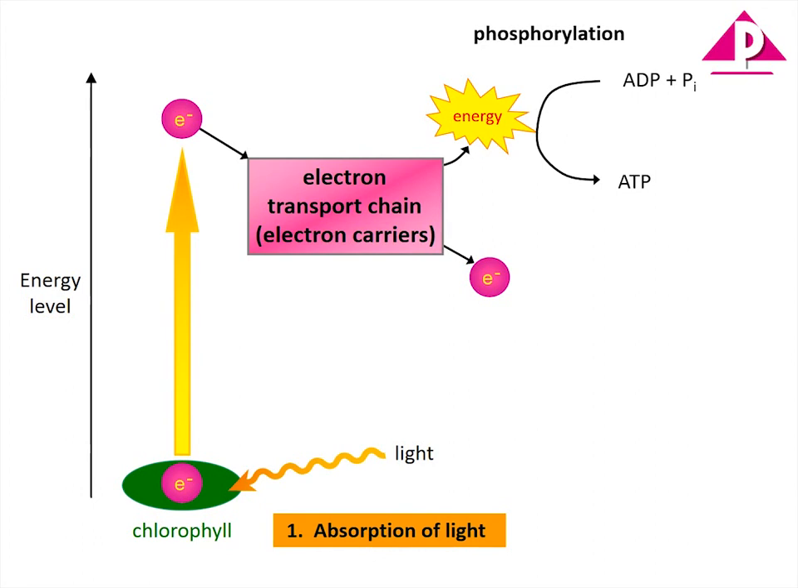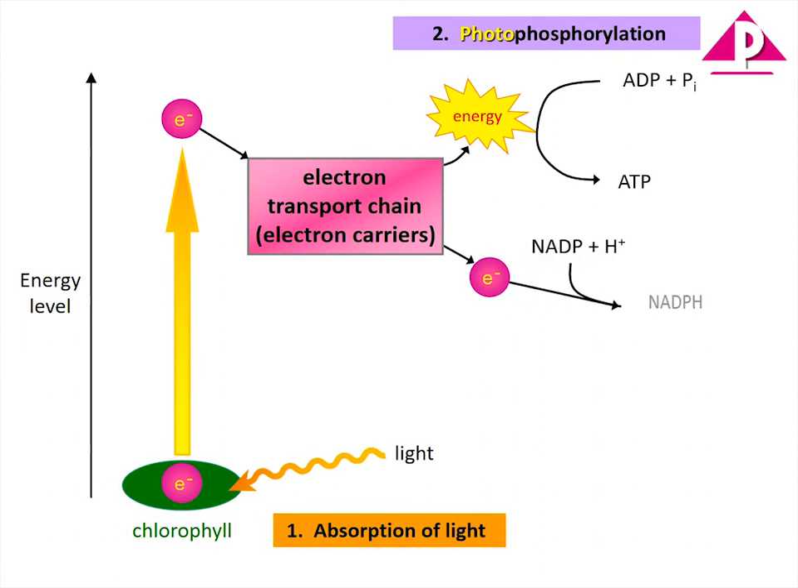This is done by adding a phosphate to ADP, and the process is called phosphorylation. As the energy ultimately comes from light, we call this process photophosphorylation. Meanwhile, some of the energy from the electrons is used in driving the formation of NADPH from the hydrogen acceptor NADP and hydrogen ions.